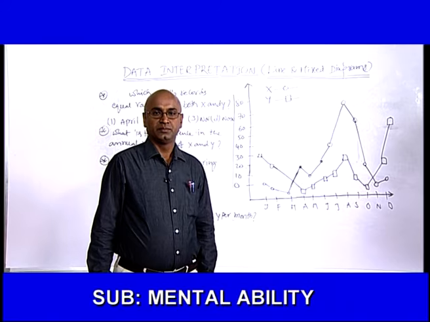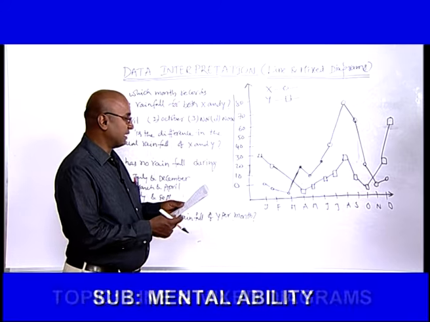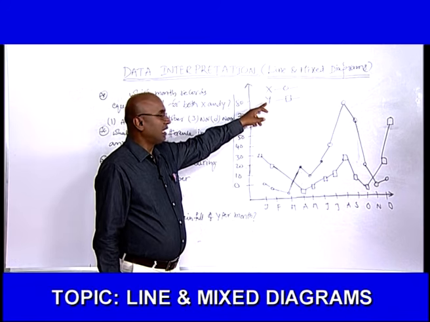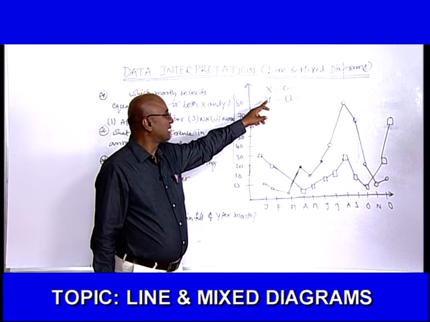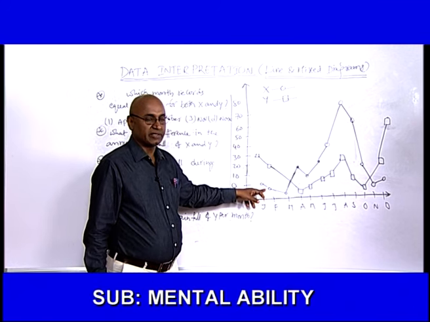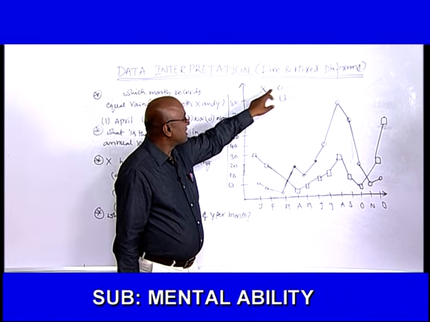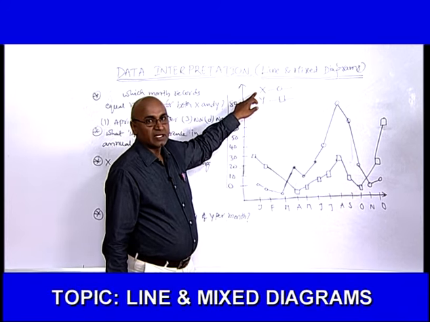Next problem. Here in this problem, 2 places X and Y are given, and the rainfalls corresponding to X and Y in each and every month are also given. So this line represents the region X rainfall.